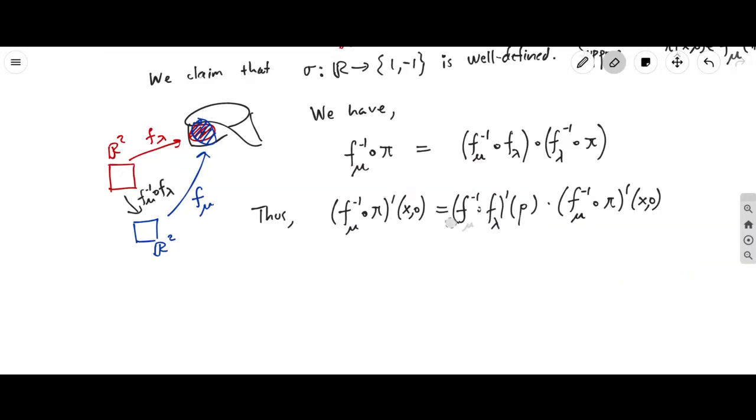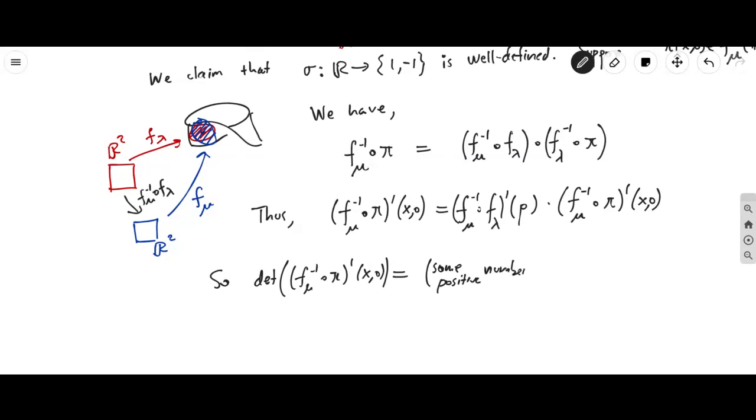What really matters is this is an orientation preserving map. So when you take the determinant, the determinant of this is going to be equal to the determinant of that. Now, we do not care what the determinant of that is. That's going to be some positive number, because we're assuming we have an oriented atlas, multiplied by the determinant of the other one. That should have been lambda, f lambda inverse composed pi at x0, right?